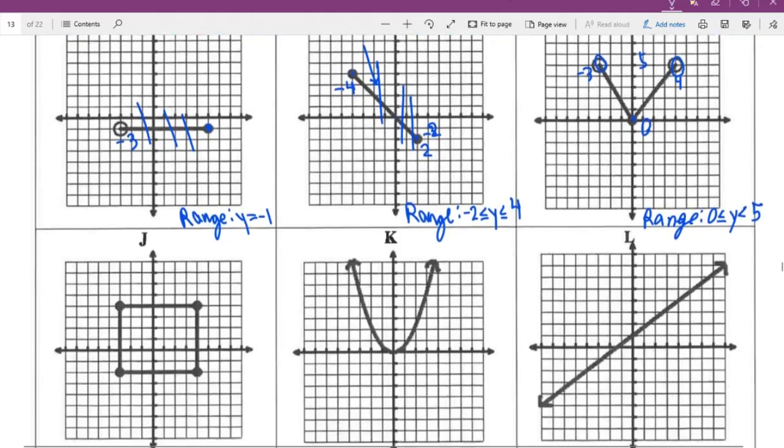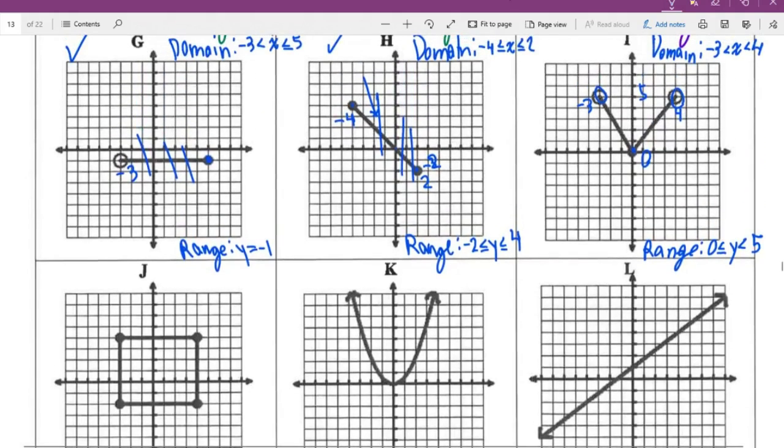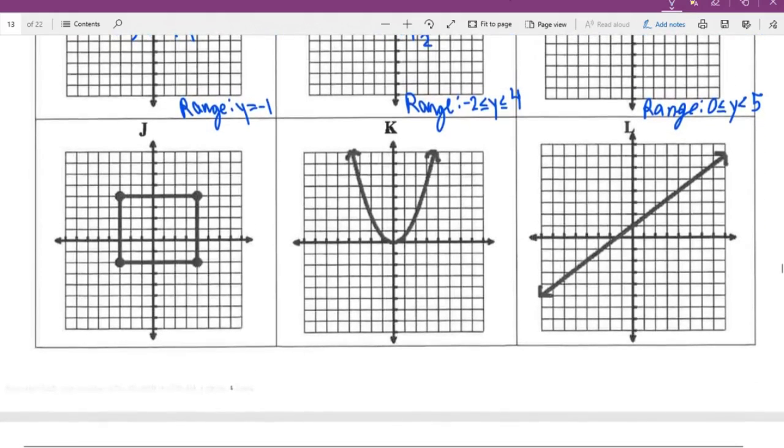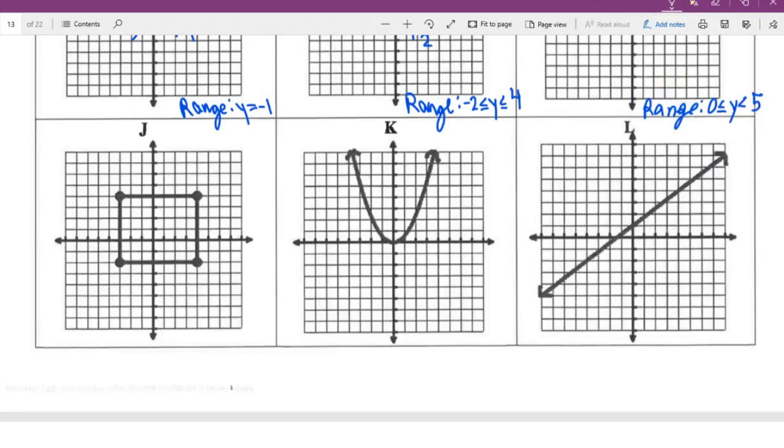All right, so we have 3 more, so we're almost there. And once again, I forgot to do the vertical line test, so we do see that for each line we draw, it only touches the graph at one point, so it is indeed a function. So for J, here's the domain. Try it first and see what you get.